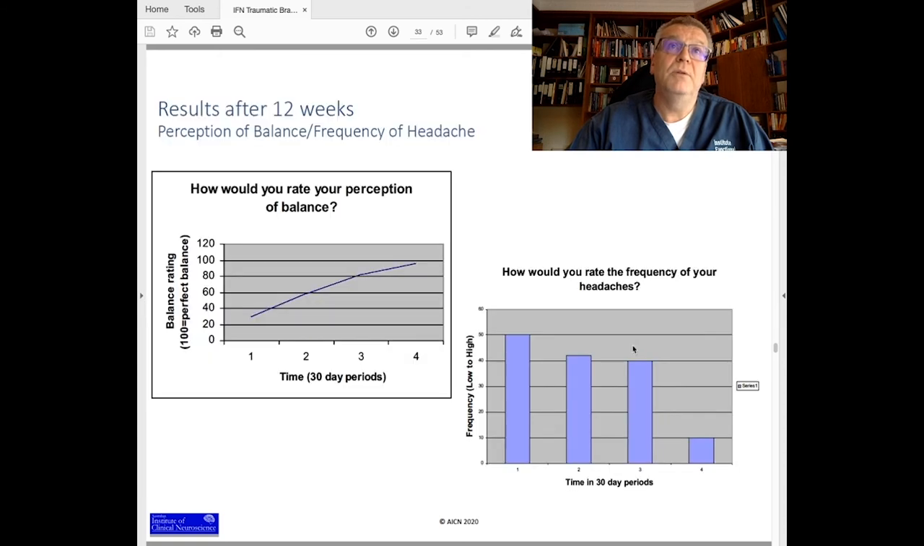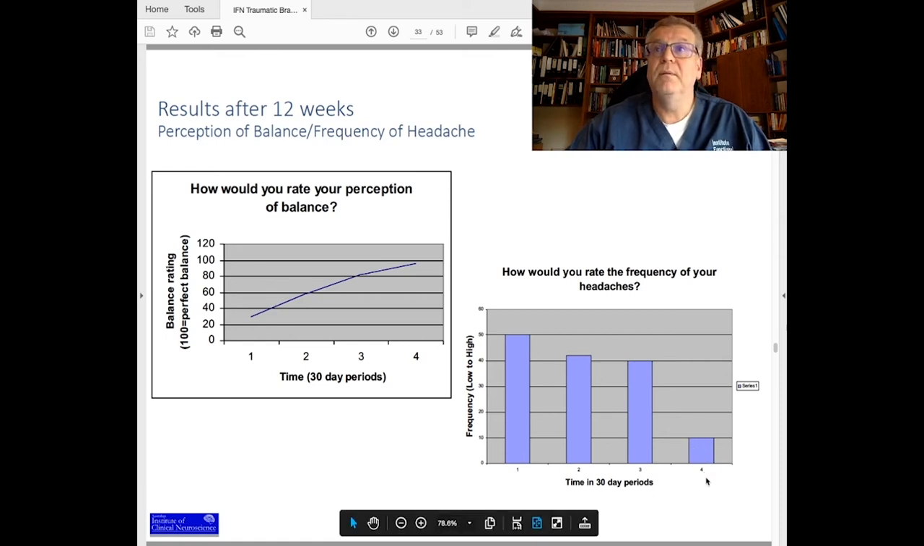We did do some measurements on those and found that, for instance, we asked him how he perceived his balance when he first started, and he was down around 30%. He's a professional athlete, should have a balance close to 100, which is where he finished up after 4 months of treatment. His headache frequency reduced dramatically over the course of the 4 months of treatment we measured.